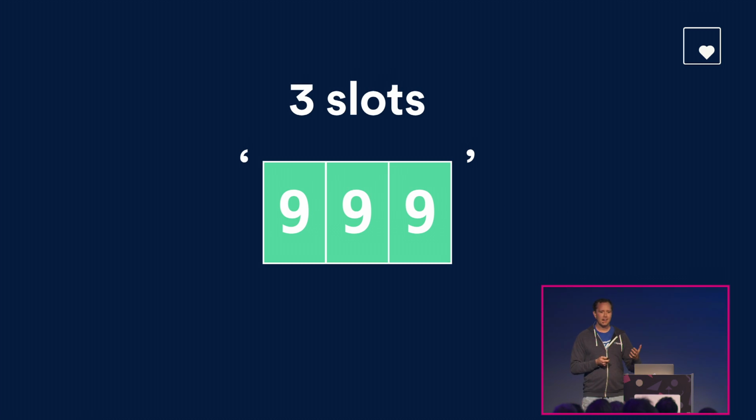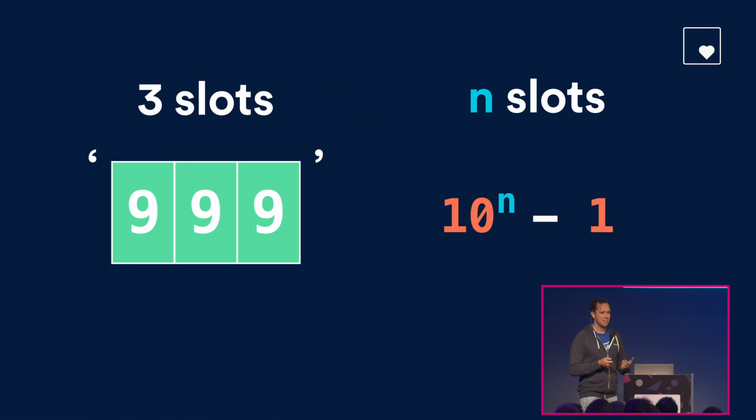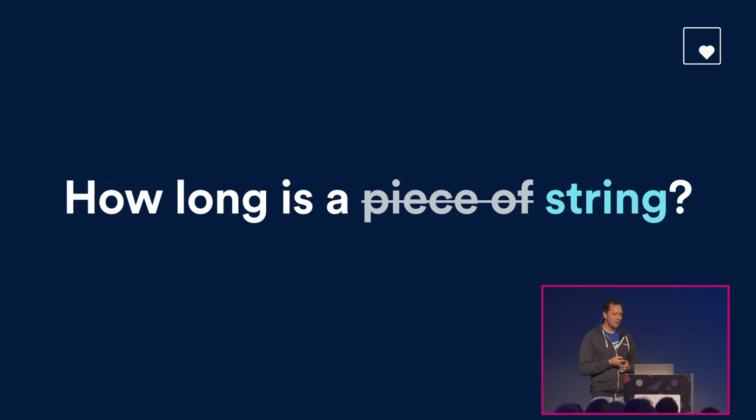So say we had 3 slots. The biggest value we could store in 3 slots is 999. And in a more general sense, if we had n slots, we could store 10 to the n minus 1. That's the biggest we could store if we had n slots. Which raises the question, well, how long is a string? How big can these things be?